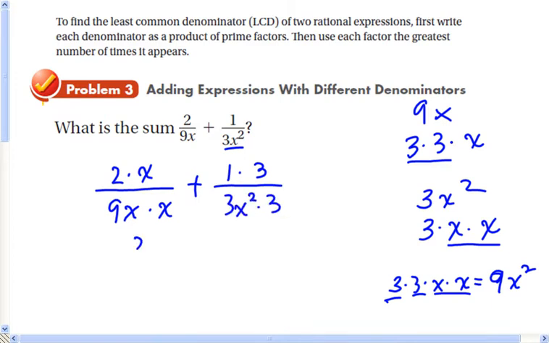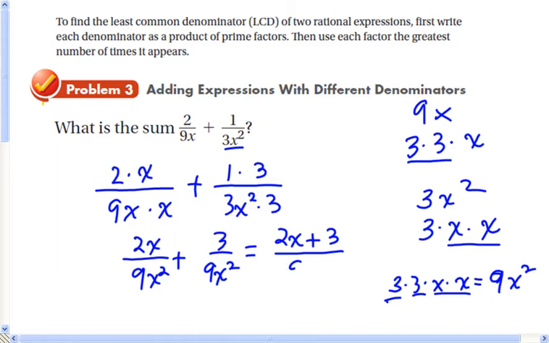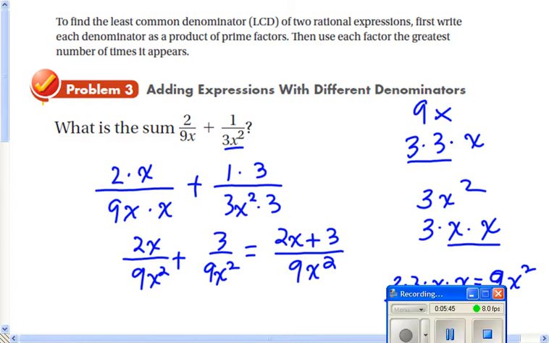And now I have 2x over 9x squared plus 3 over 9x squared. And now I can just add the two numerators together: 2x plus 3 divided by 9x squared. And there is my answer, and it should be simplified because I used the lowest common denominator. I'll let you try that.